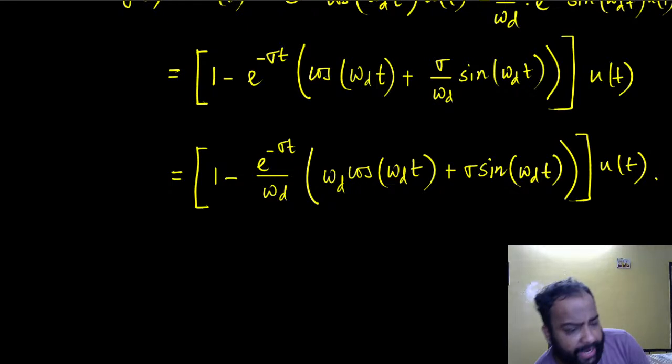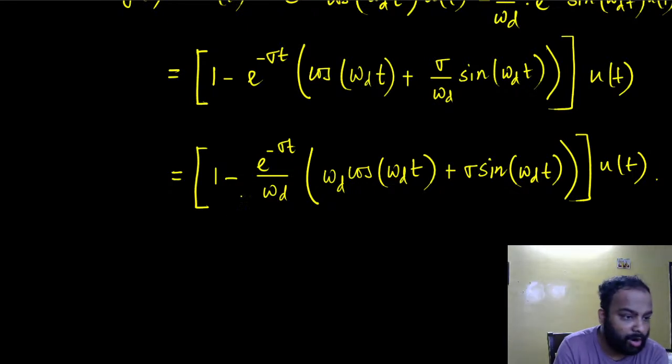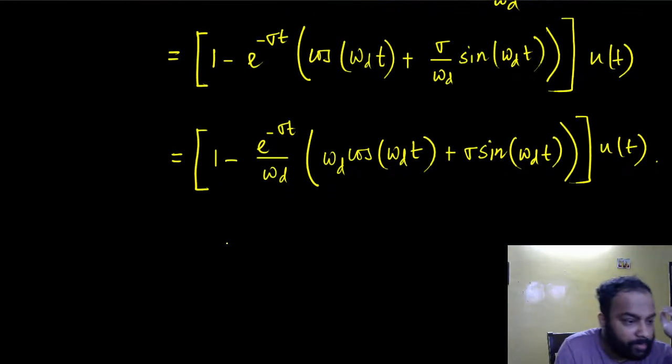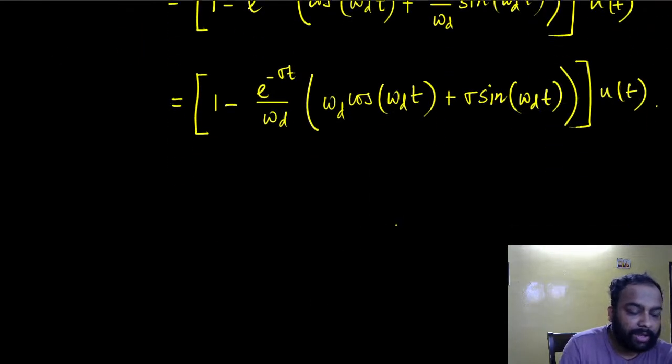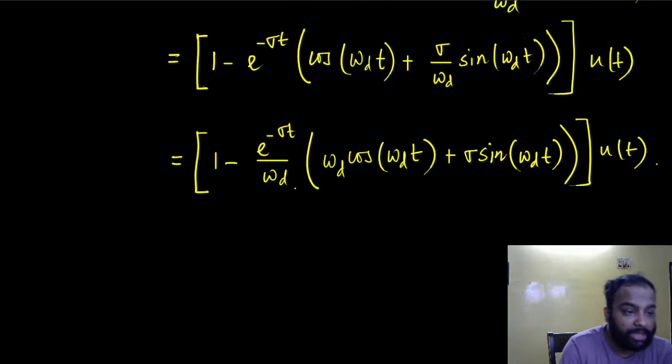So we have taken omega d common out of this, 1 by omega d common out of this. So I think this is kind of understandable, right? Now let's do a little bit of simplification here. Okay, so let's recall our pole zero picture here.